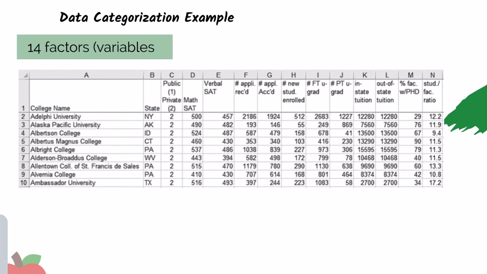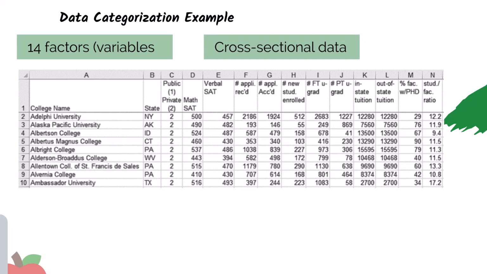Next, you want to figure out if this data is time series or cross-sectional data. For example, when we look at this data, do you see anything that lets us know that there are multiple time periods going on? There's no mention of any years, months, hours, or dates. So we're going to assume that this data is cross-sectional.